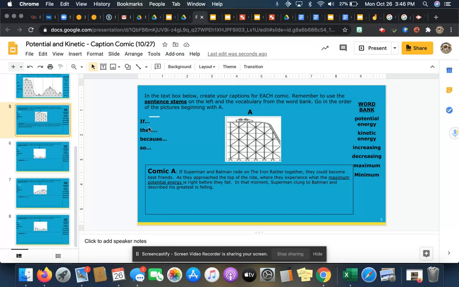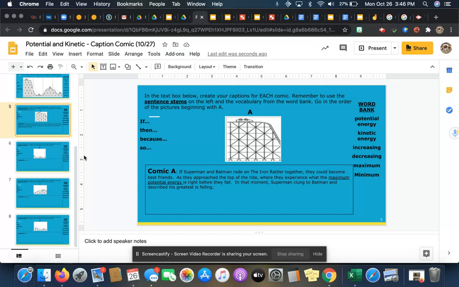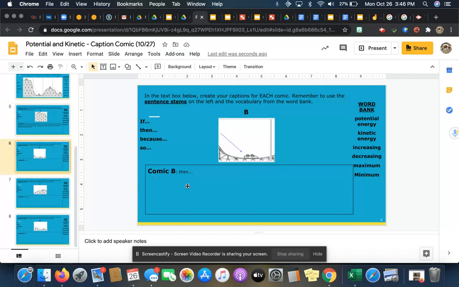Now, if you are confused about the sentence stems, if, then, because, and so, remember this is a story told in 4 different pictures. So if I go to slide 6, my sentence stem is going to be then. Okay, so maybe I'm going to continue about how Superman clung to Batman. And then they fell down and they reached what? As they came down, Batman, and I'm going to expand from there. Okay, I don't want to continue with my story because I certainly want you to be able to come up with your own. Okay, but you can use it as a basis to help you out. And then on slide 7, you have the because, and on slide 8, you have so.